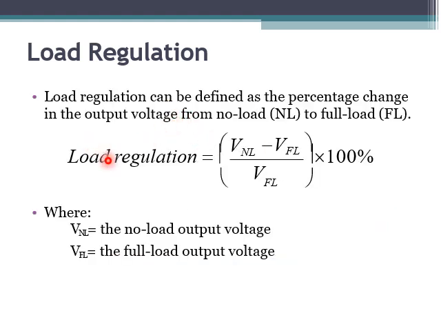Now we'll see the formula for load regulation. Load regulation can be defined as the percentage change in the output voltage from no load to full load. Then only we can see the difference. So V_NL represents the no load output voltage. No load voltage minus full load voltage over full load voltage, into 100 percent. This is your load regulation. Clear? Right.